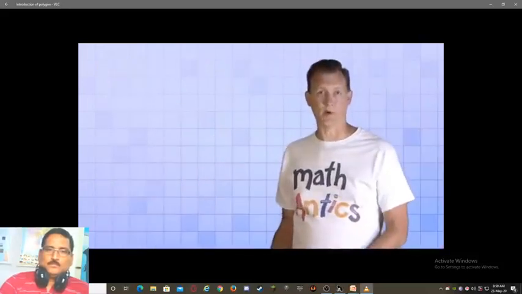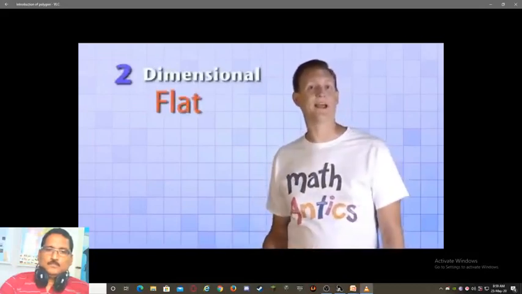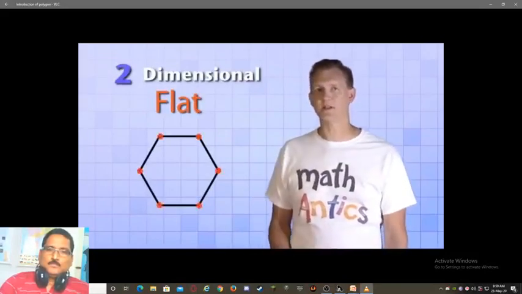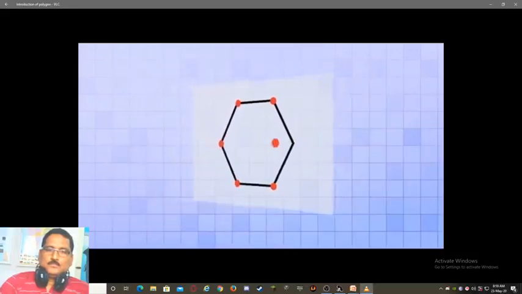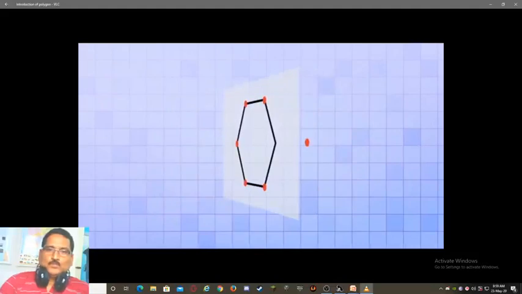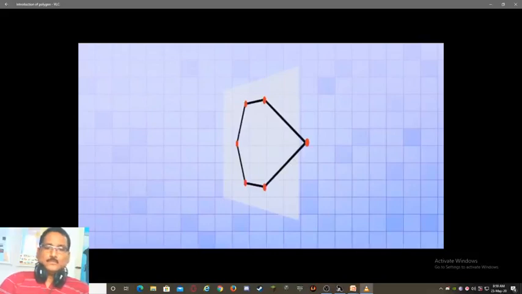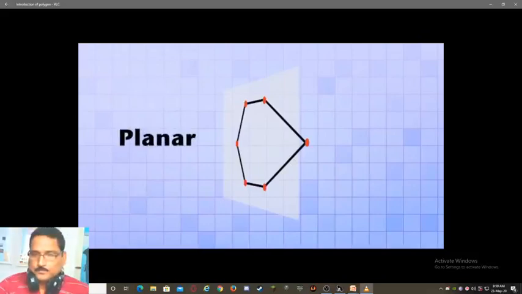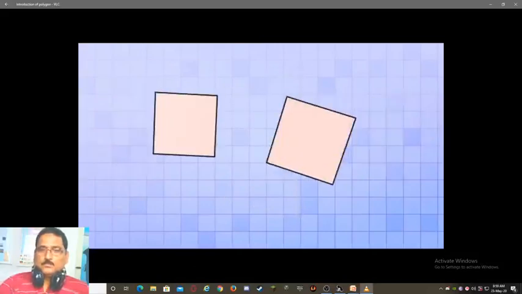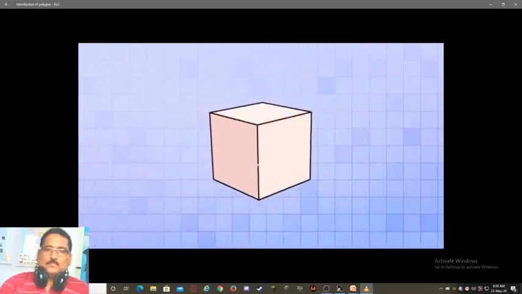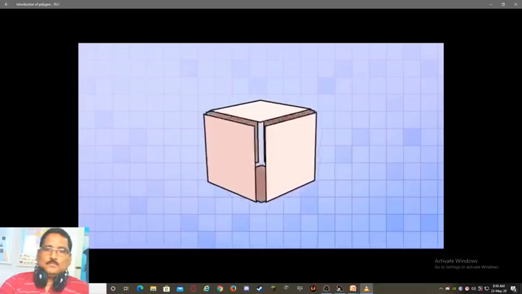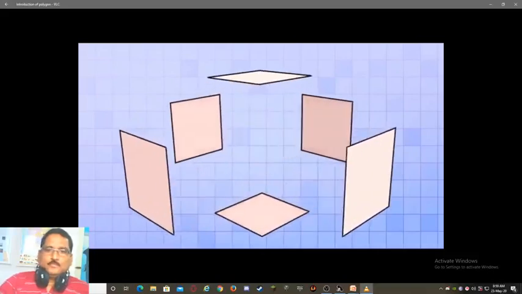The last thing we need to know about polygons is that they're two-dimensional or flat shapes. That means all the vertices must lie on the same plane. If any one of the vertices were to move forwards or backwards so that it wasn't on the same plane as all the other vertices, then it wouldn't be a flat shape anymore. Flat shapes are also called planar shapes because all of their points are on the same plane. Even though polygons themselves can't be 3D shapes, you can use polygons to make 3D shapes, like a box. The box is not a polygon, but each of its flat sides is a polygon.